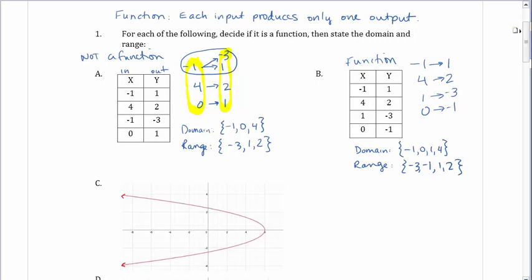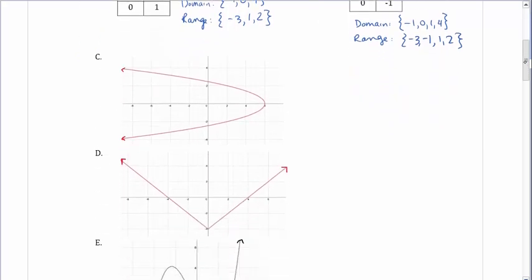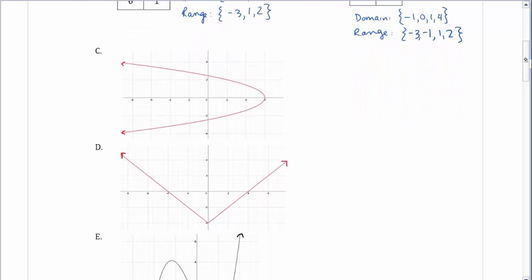Now, if I have a graph, to decide if it's a function, I still have to test if each input produces only one output. And what I do for that is I use something called the vertical line test. So the reason we use a vertical line test is, for example, in C, if I look at an input of 2, which is right here, I can see that I have 2 points with an input of 2.